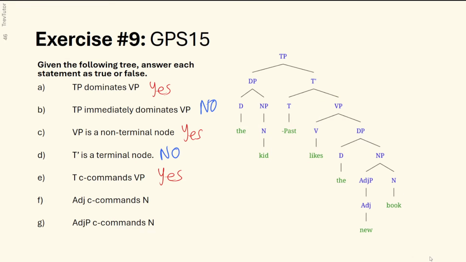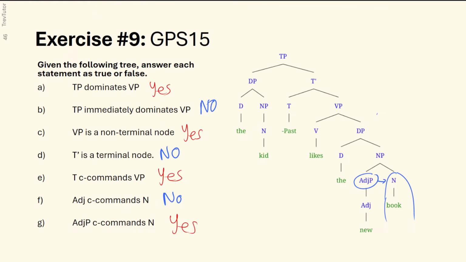What about F? Does the adjective c-command the noun? Well, here's the adjective. The adjective will c-command its sisters and anything underneath its sisters, but it doesn't have any sisters. The adjective is a head, so no, it doesn't c-command N. It can't see it. But the adjective phrase can see the noun and everything below it. Because the noun is a sister of the adjective phrase, or it's below a sister of the adjective phrase, then yes, the adjective phrase does in fact c-command the noun.